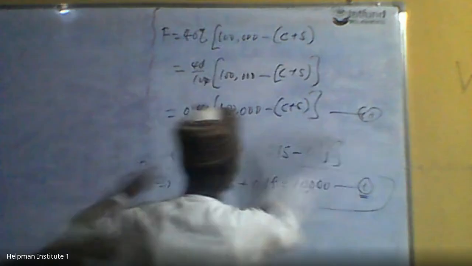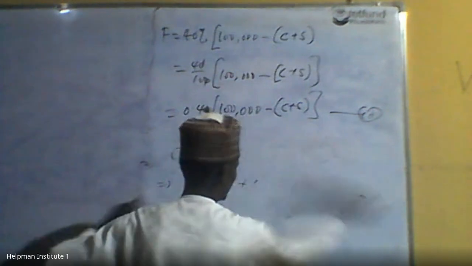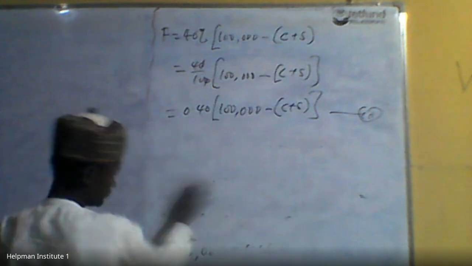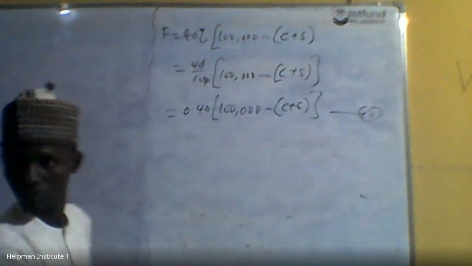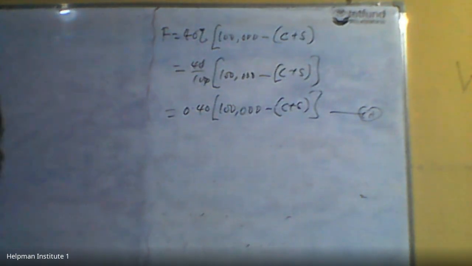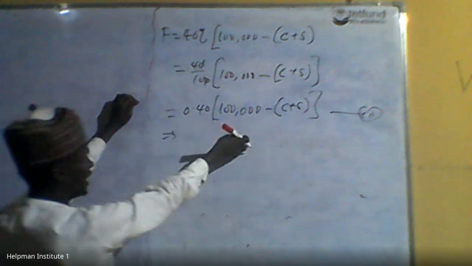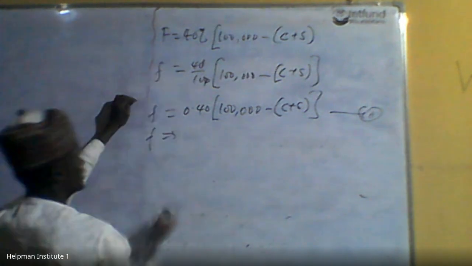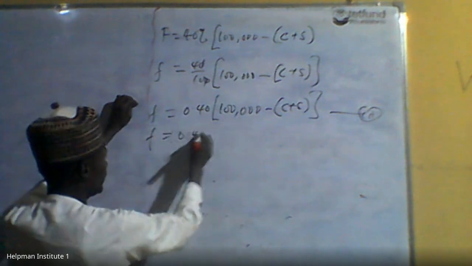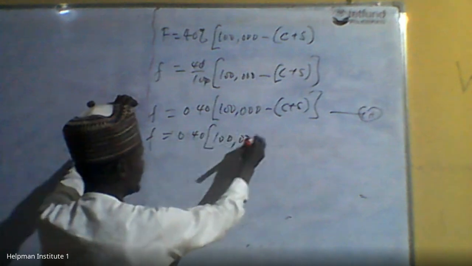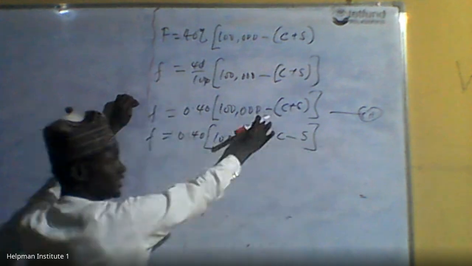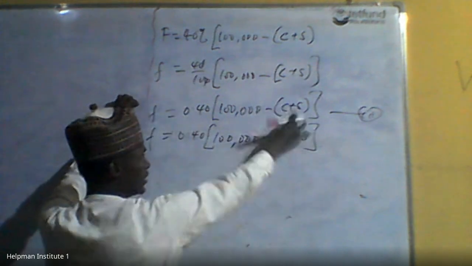So now, let me resolve this one. We proceed and expand this to find the expression for F. We take 0.4 before expansion. We treat the inner part of the bracket: we have minus c minus s, right? I just expand this bracket. Minus times minus is plus, so with s we have this.